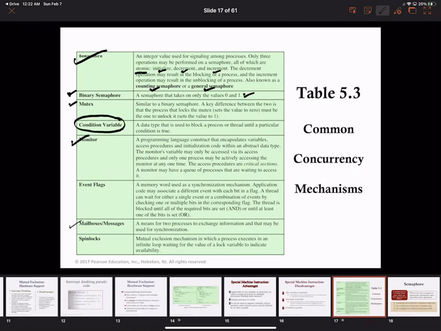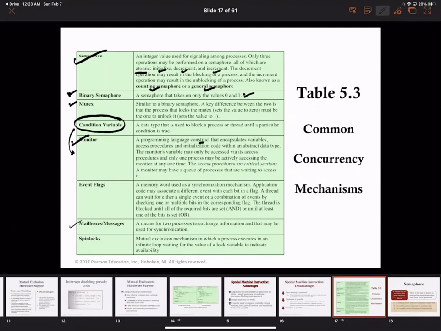We talked about race conditions before, but when it comes to monitors, we will talk about condition variables. What is a condition variable? It is a data type that is used to block a process or even a thread until a particular condition is true. Condition variables will be widely used in monitors, and a monitor is a simple construct that encapsulates variables, access procedures, and initialization code within an abstract data type. The monitor variable may be only accessed via its access procedures, and only one process may be actively accessing the monitor at any time. The access procedures are critical sections.